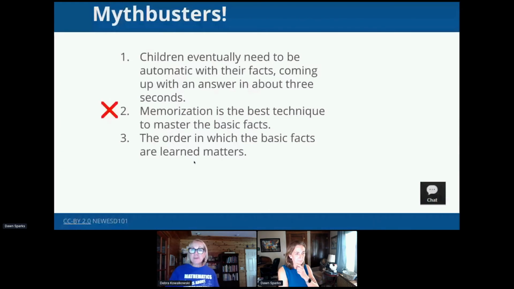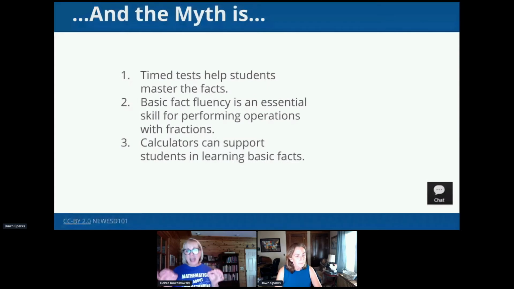Yes. Memorization is the best technique is a myth, okay? Our students, when they're memorizing facts, they are losing out on the opportunity to really learn what's going on with the numbers. Okay. Statement number 1, time tests. Remember, hold on to your answer here a minute. Time tests help students master the facts. Or number 2, basic fact fluency is an essential skill for performing operations with fractions. Or number 3, calculators can support students in learning basic facts. Which one is the myth? Hang on to it, type it, but don't enter.